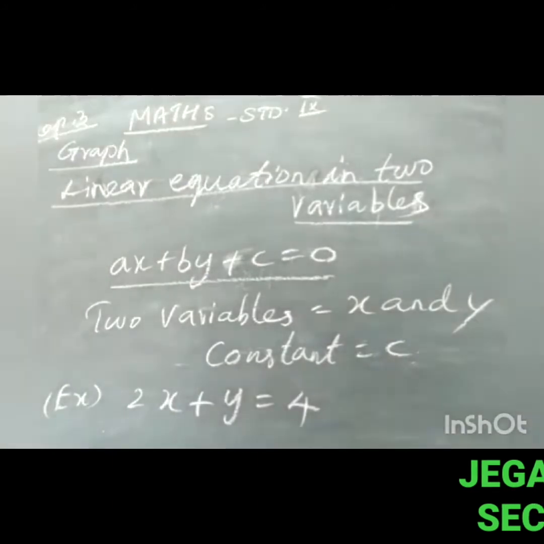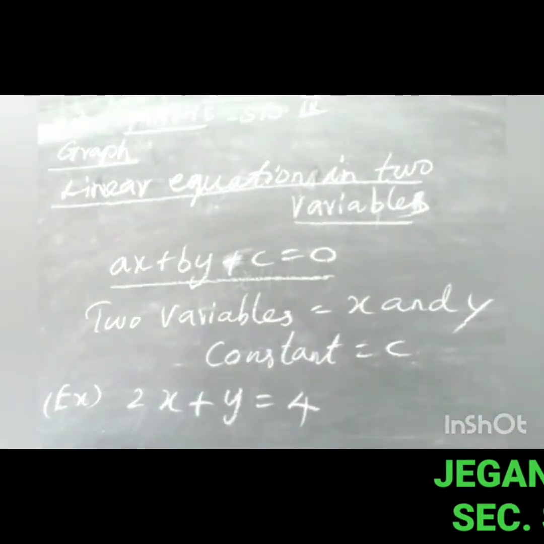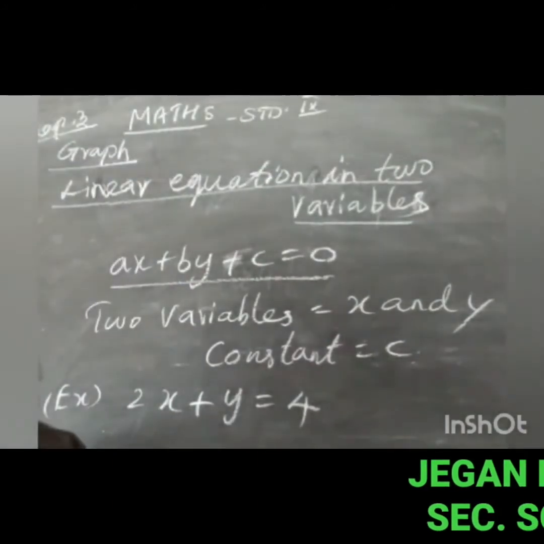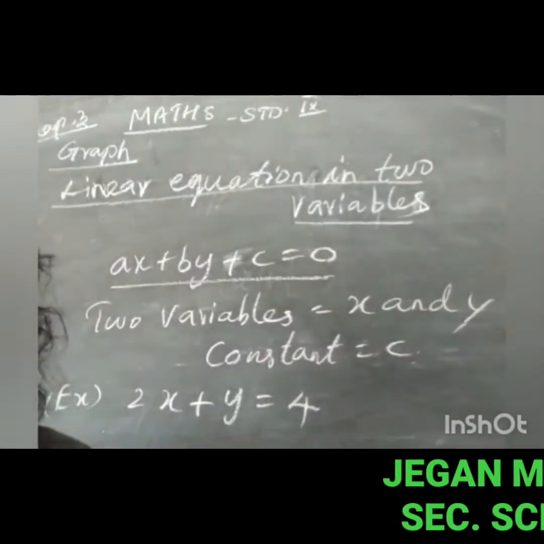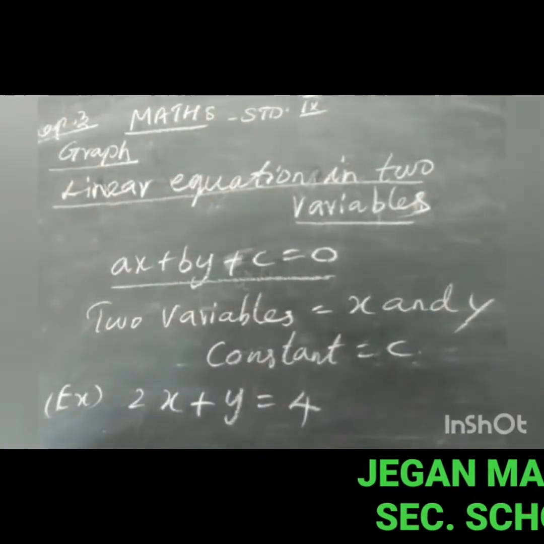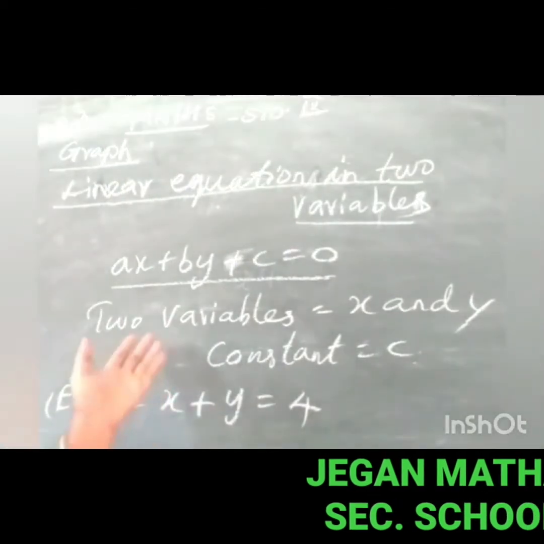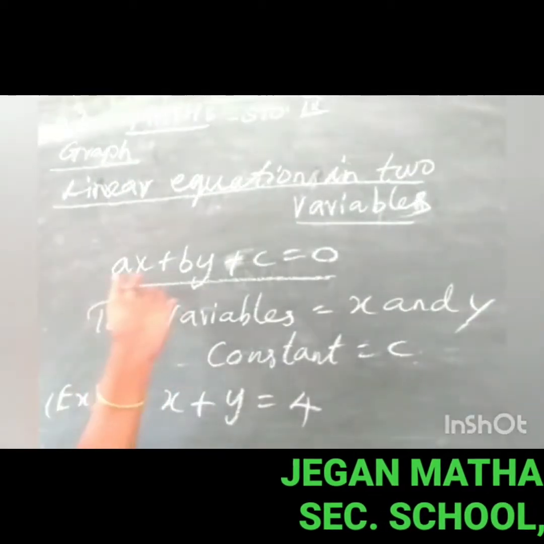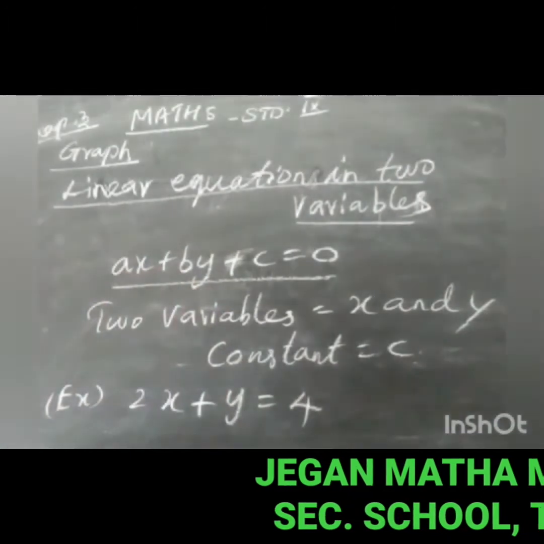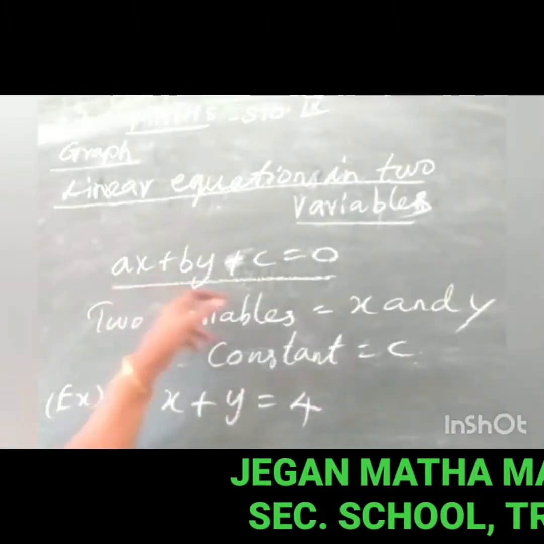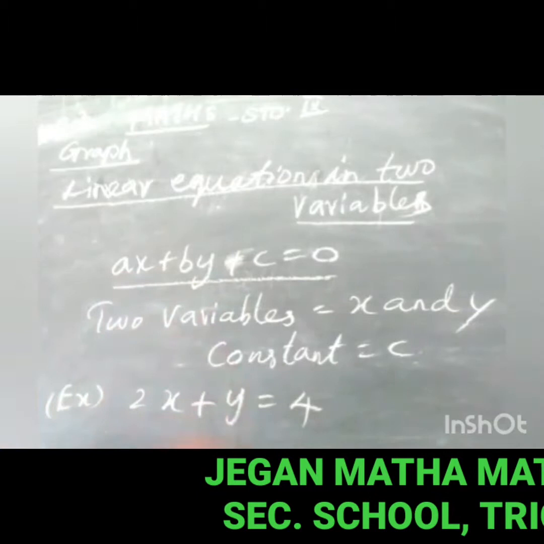Now listen, see the first heading, linear equation in two variables. In this chapter we can learn about the linear equation and draw the linear equation on graph sheets. It is in the form ax plus by plus c equal to 0. That is a linear equation using two variables.